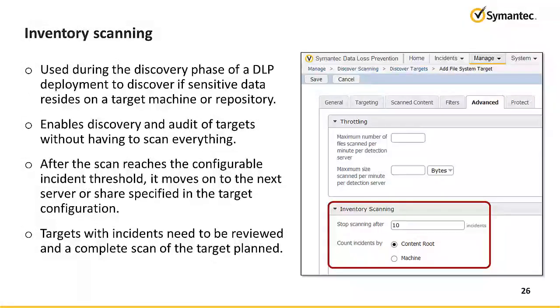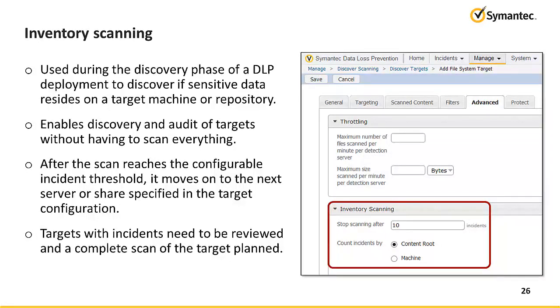Inventory scanning is used during the discovery phase of a DLP deployment to determine if confidential data resides on a target machine or repository. Inventory scanning is available for several on-premise repository types, including file servers, SharePoint servers, Exchange servers, SQL databases, and Lotus Notes. It is also available for Box, which will be covered in the topic Locating Confidential Data in the Cloud later in this module. Inventory scanning allows for preliminary discovery and audit without scanning entire servers or shares.